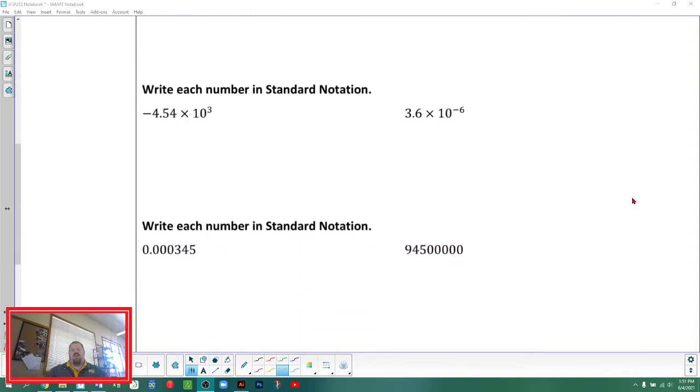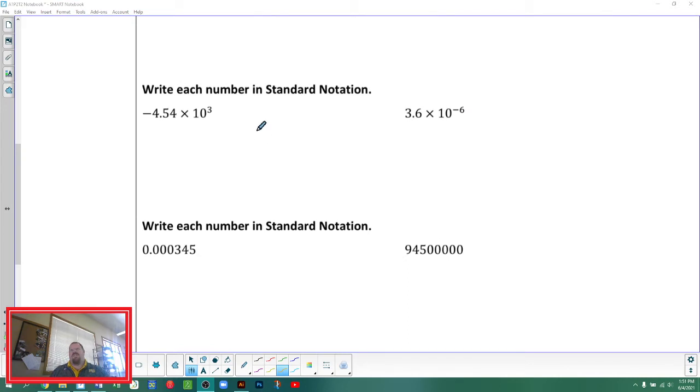So let's dive right in, though, to standard notation and scientific notation. The first ones are written in scientific notation, and we want to undo that just to see just how big these numbers actually are. So in scientific notation, it always looks in this form. It has a number times 10 to some power, either a positive power or a negative power.